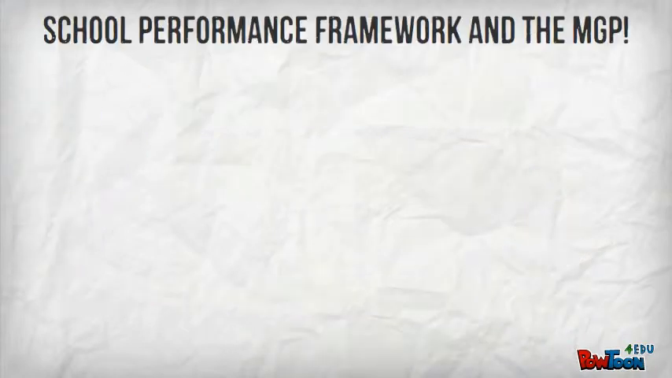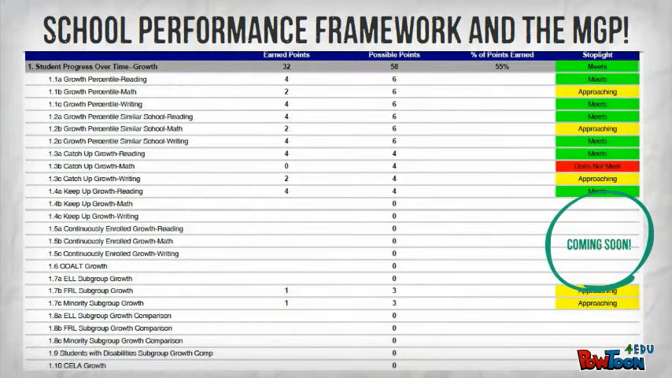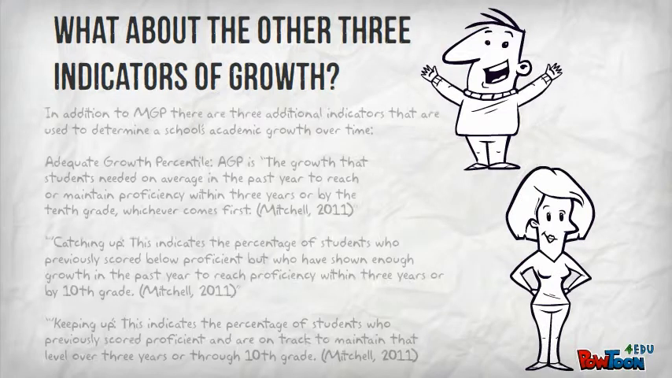A quick visual reference to the SPF for KCAA's high school shows that we are closing in on achieving meets in all categories of the median growth percentile. A few more years of data will show, more accurately, whether the growth of our students is keeping pace with the expectations, moving us closer to an educational program that demonstrates success. What about the other 3 indicators of growth?